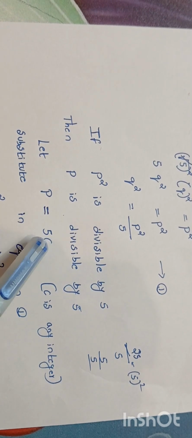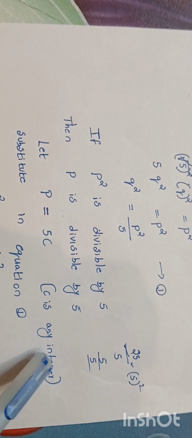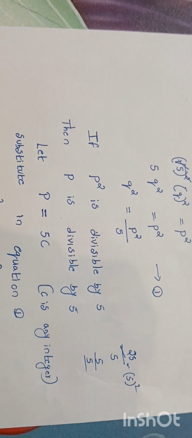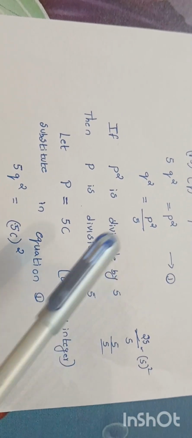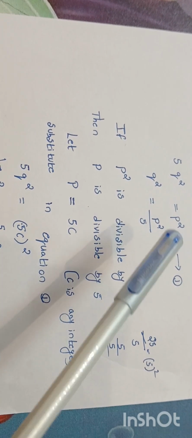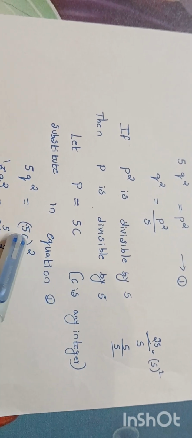Let P is equal to 5C, C is any integer. Substitute this in equation 1. We will get 5Q square is equal to (5C) whole square. In P place we will write 5C.